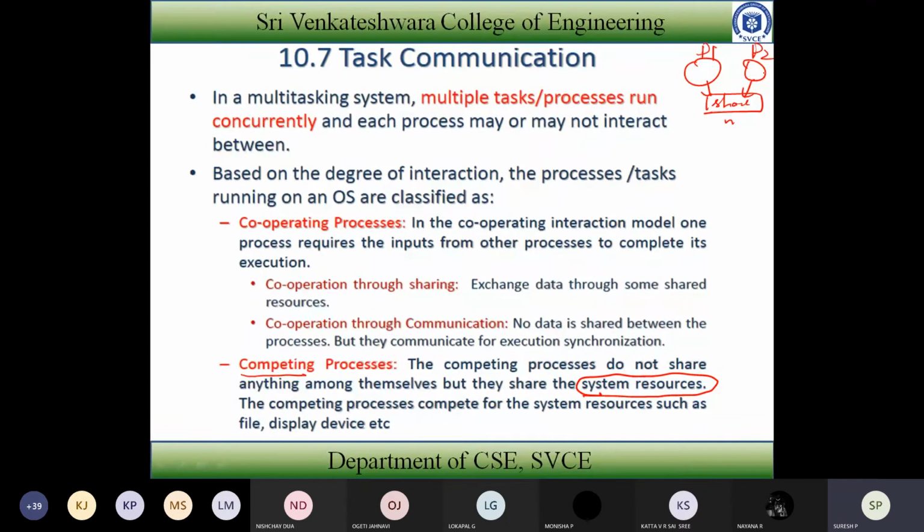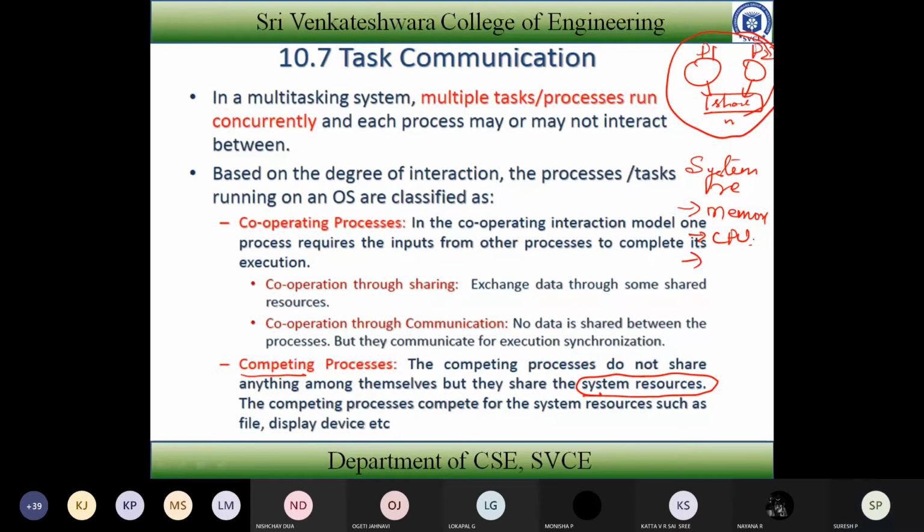But in competing processes, what will happen? They will not share resources among themselves. But they will share the entire system resources, such as memory and CPU. These are the system resources which the processes are going to share.